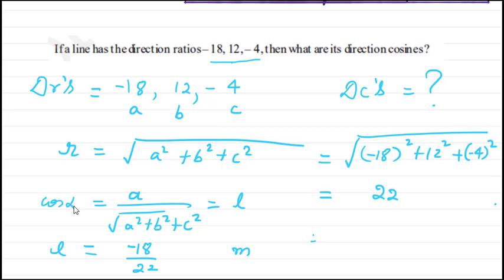The same way your M, you can simplify it. That side will be 9 by 11, and then M will be 12 by 22, so that will be 6 by 11. And the same way you can find out N as well. So N will be minus 4 divided by 22, which is minus 2 by 11. So that only you will get.